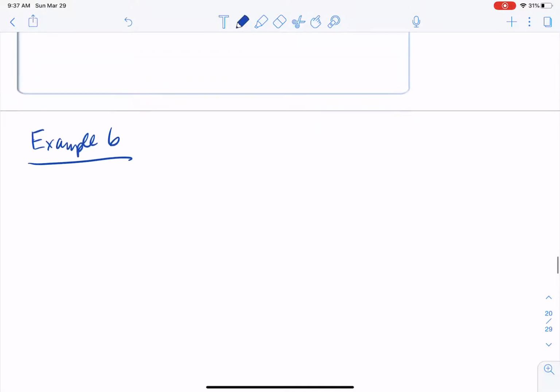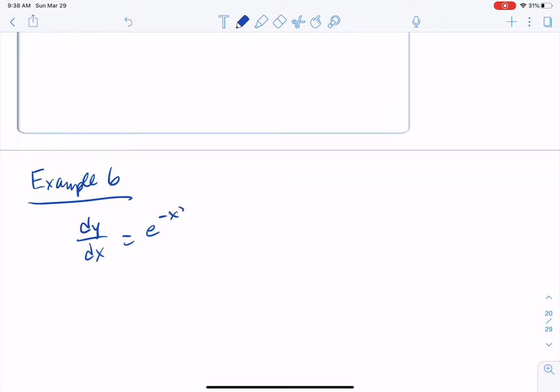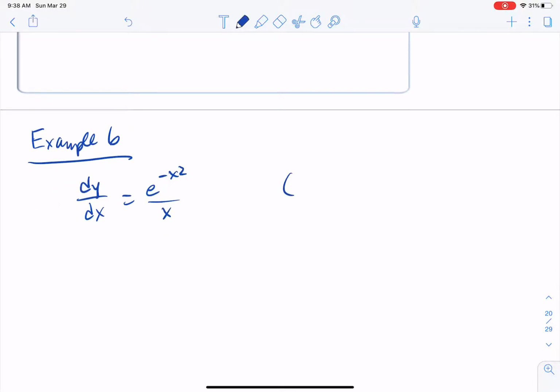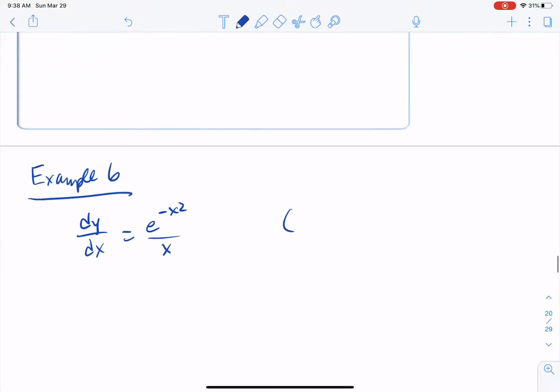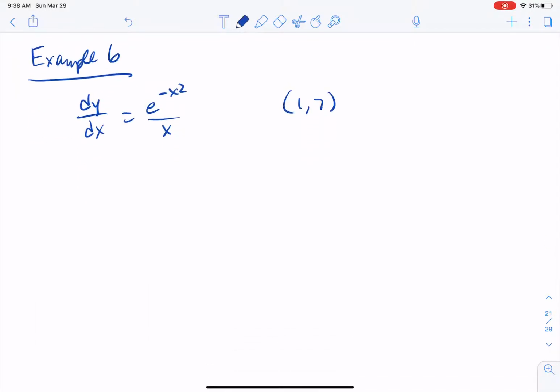All right, our differential equation, if I'm not mistaken, is dy/dx is equal to e to the negative x squared over x. And then, of course, we have our initial condition of 1 comma 7, right? Yeah, so it looks like we don't have any y's to deal with. We just need to get rid of this dx over here. So we'd have dy is equal to e to the negative x squared over x dx.